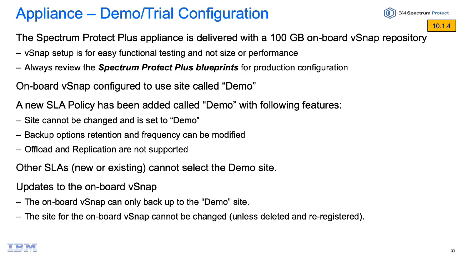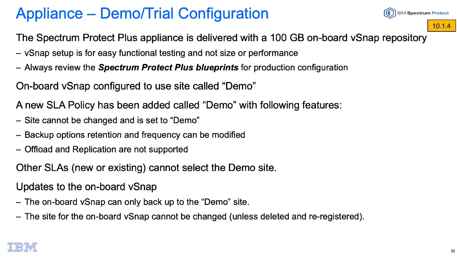In terms of size and performance and planning a production configuration, we always encourage people to go out and review the Spectrum Protect Plus blueprints. If you just Google Spectrum Protect Plus blueprints, you will find a spreadsheet and a PDF that describes the various different configurations that you can set up in terms of dedupe and how the vSnap is configured, and also sizing tools to help you size your vSnap. So that's what I would encourage if you're going to do this in production, when you're designing the architecture.